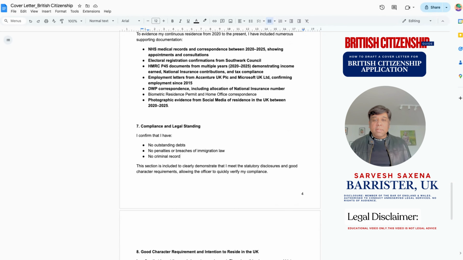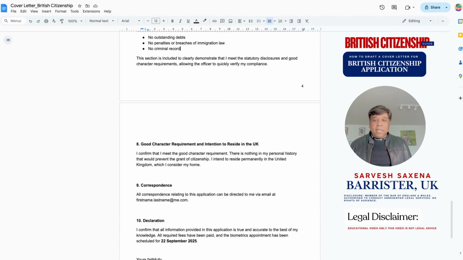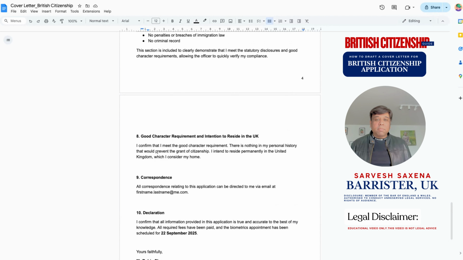Once you've done that, the final part is very simple: I meet the good character requirement. There is nothing in my personal history that would prevent me from being granted citizenship. If you need to contact me, you can contact me by email. In the declaration, I confirm all the information is correct. Now, this looks simple on the eye, but I'm telling you, this is extremely important.